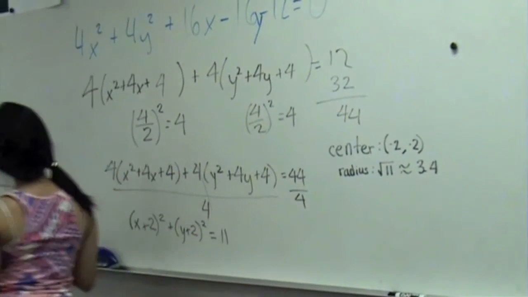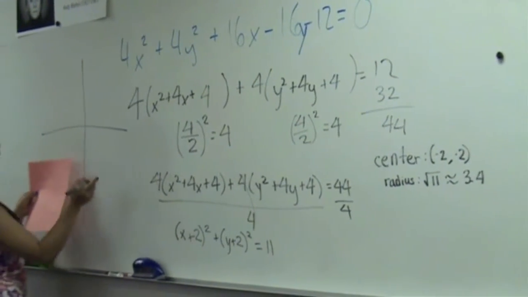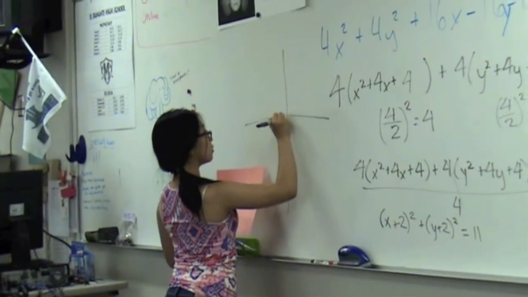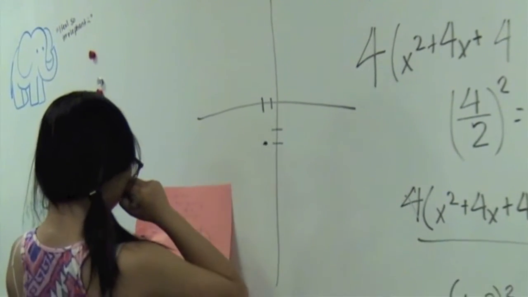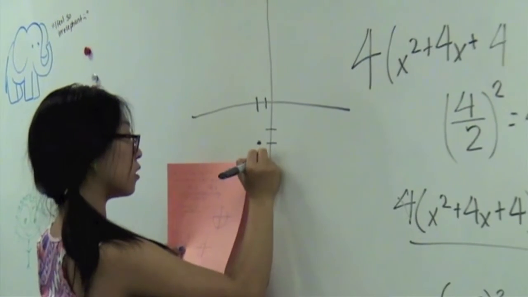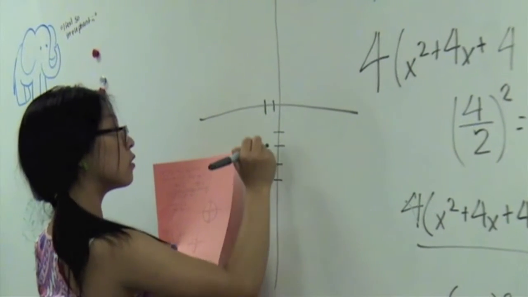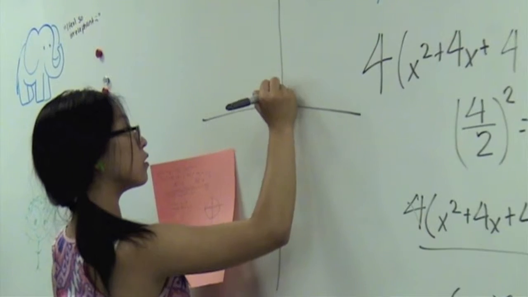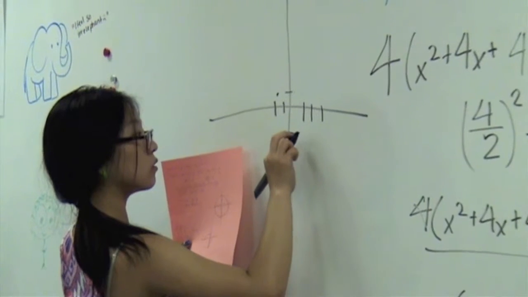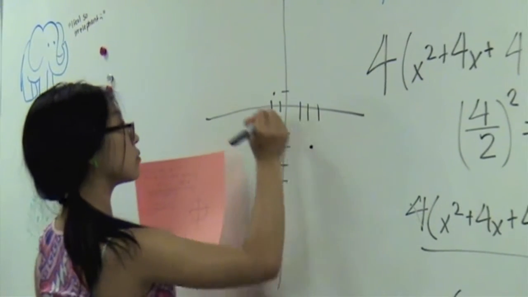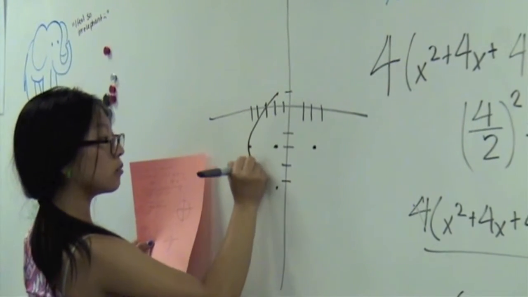So when you graph it, you are going to find the center, which is -2, -2. So right here. And you're going to find the radius to all sides. So 1, 2, 3. So it'll be right here. Then 1, 2, 3. Right here. 2, 3. Here. And then connect it and make a circle.